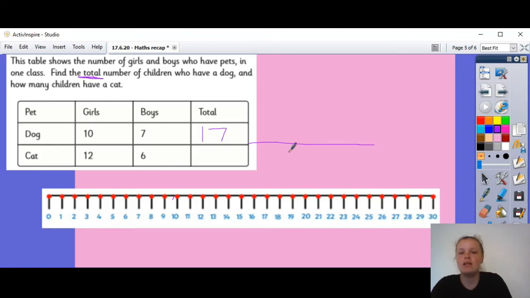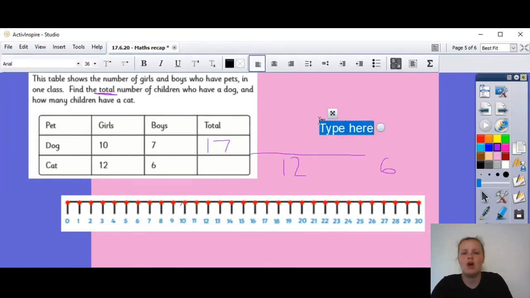So, we know that there are 12 girls that have cats and there are 6 boys that have cats, okay? So these are the numbers in our number sentence, okay? And we're finding the total, so we're going to add them together, okay? We want to find the whole amount, okay? So we're going to add them together. So let's start writing our number sentence. Hopefully you've got the same as me. So 12 add 6 equals what?